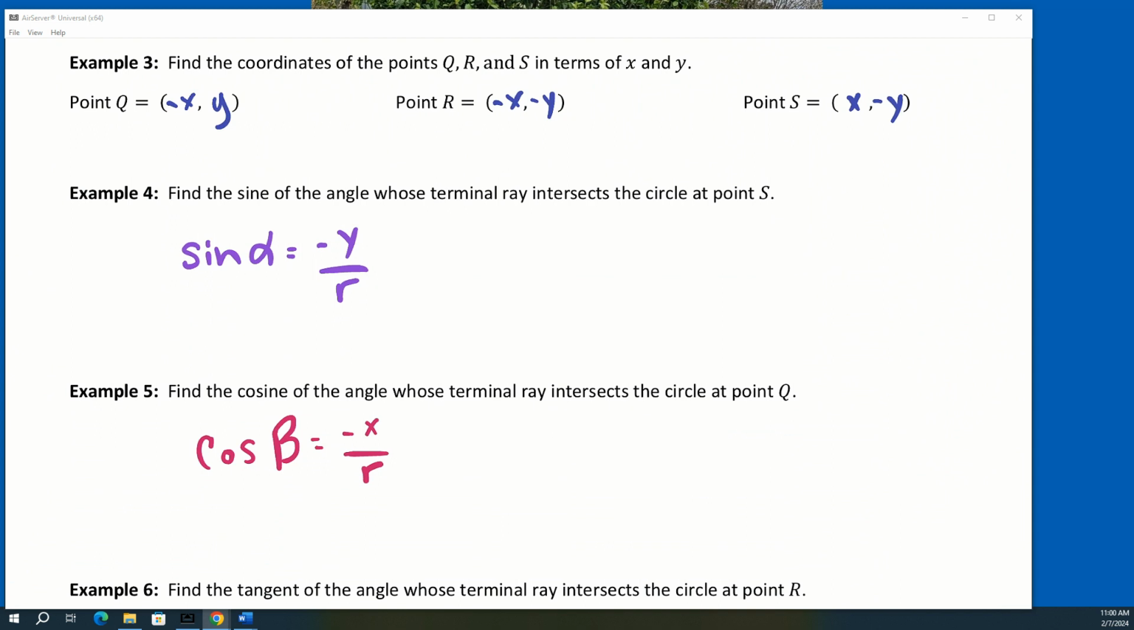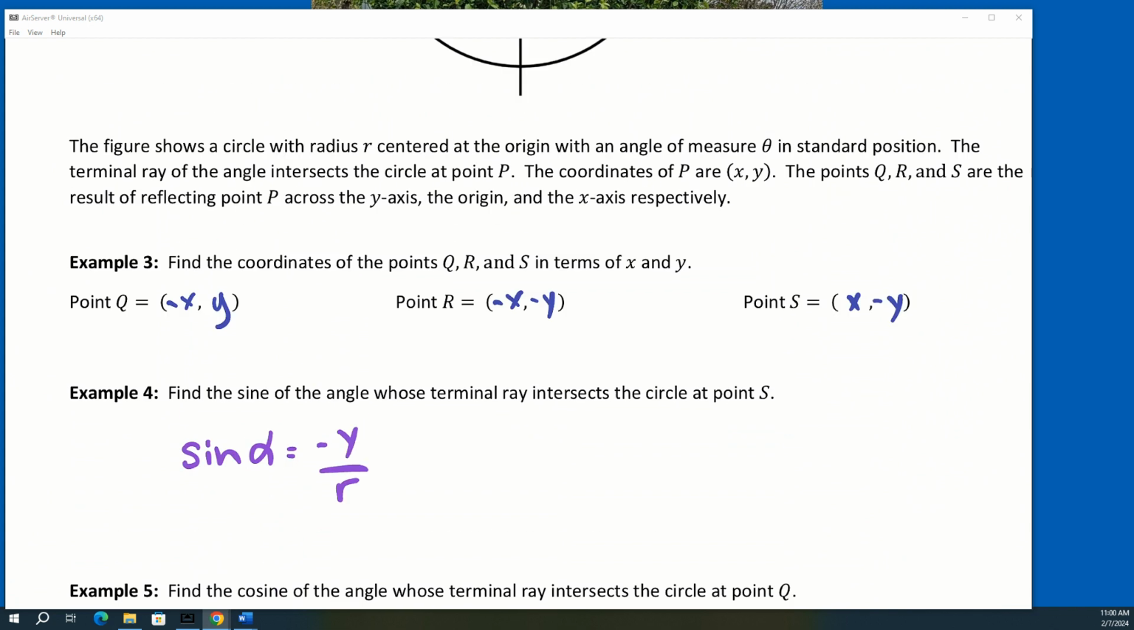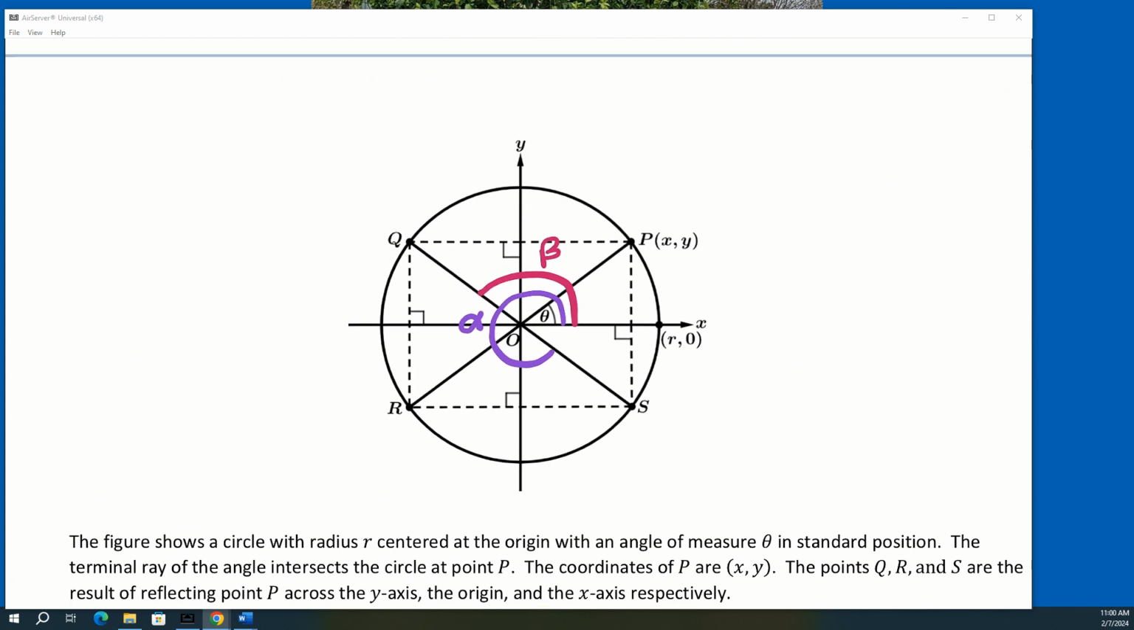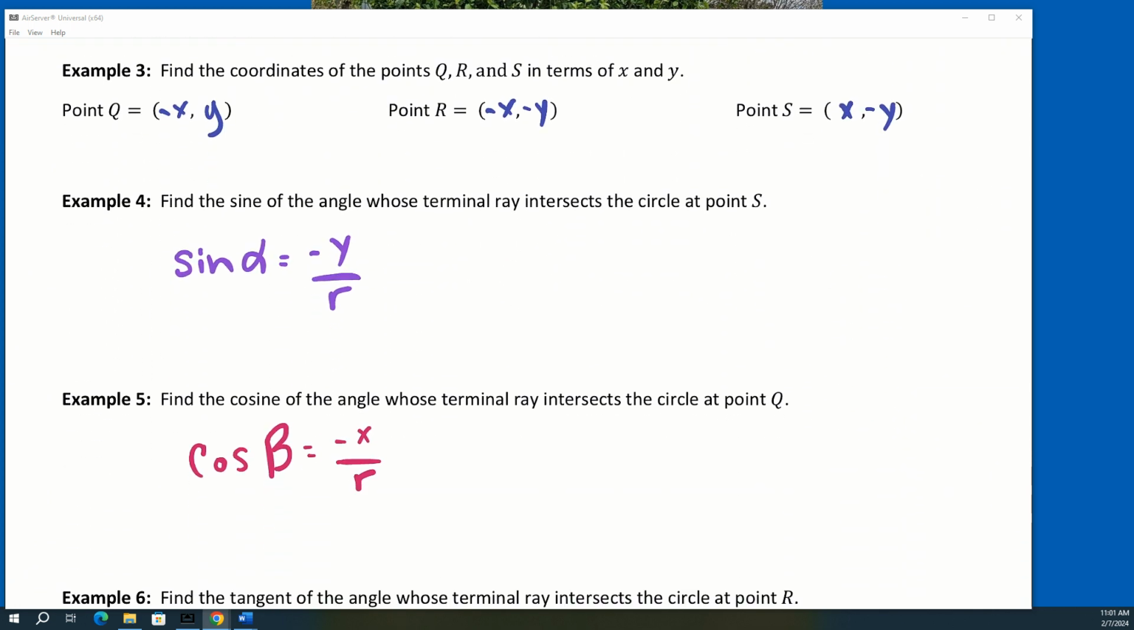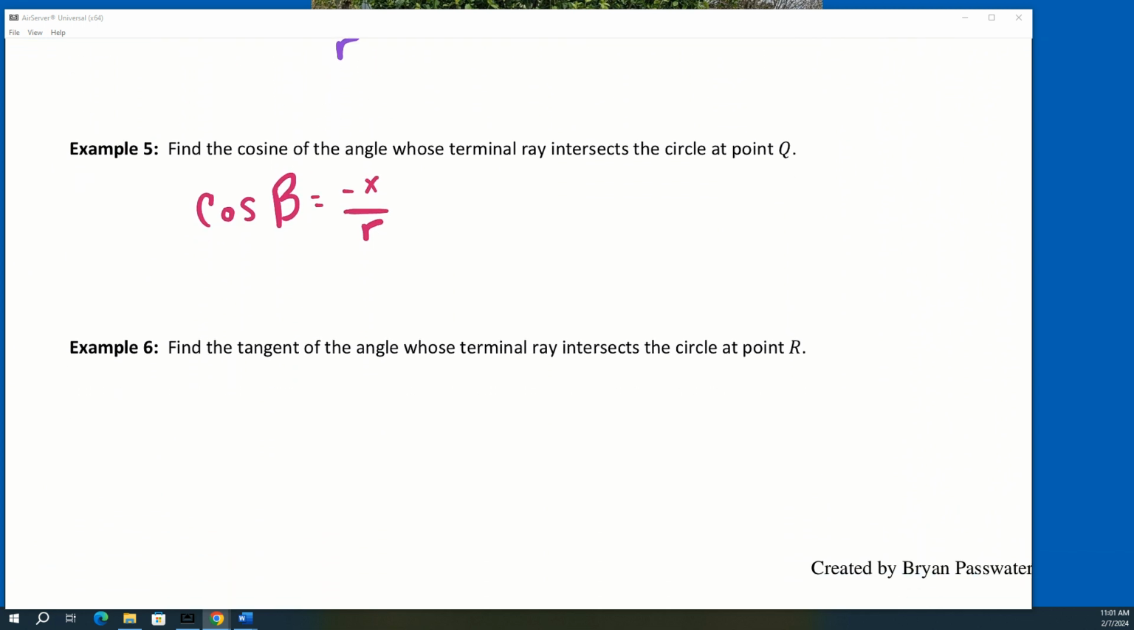Right, and then for example 6, we're going to find the tangent of the angle whose terminal ray is at r. So we're going to draw one more angle. We're going to call that gamma. Gamma for me is a little more difficult to draw. It doesn't really look like that. I think it's a little less symmetric. All right, so we're going to find the tangent of gamma.